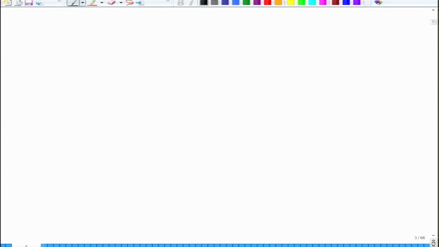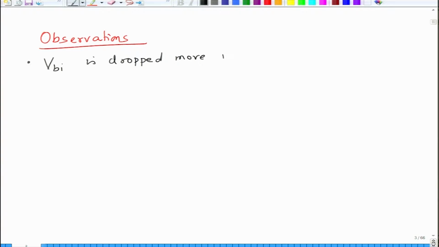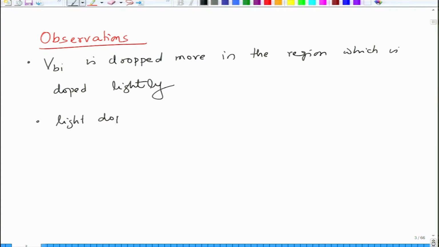So essentially, the observation is that the built-in potential is dropped more in the region which is doped lightly, and light doping will mean a wide depletion region. Let me see what we make out of it.